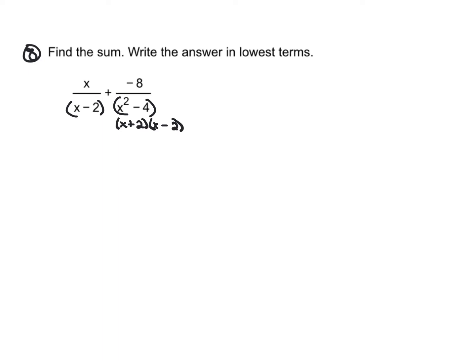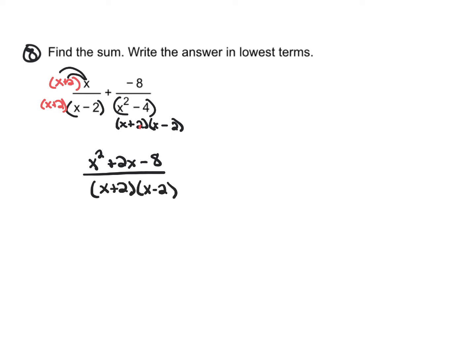So this one is missing an x plus 2 because it doesn't have that. So I have to multiply the top times x plus 2. The second fraction, it's not missing anything. X minus 2 is already part of this, so I don't need to multiply that by anything at all. So now my top is x squared plus 2x plus negative 8 or minus 8 over x plus 2, x minus 2.